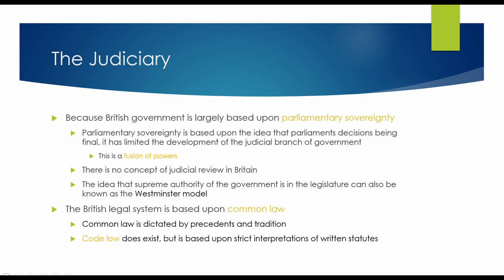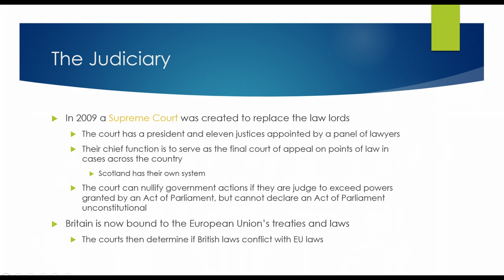The Westminster model, the idea that parliamentary sovereignty exists, is supposed to be the format of the government. The Parliament has the supreme authority to do what they want to do. The British legal system, like we've talked about before, is based upon common law. Common law is based upon the idea of tradition and the things that have happened before. Code law does exist, but it is based upon strict interpretations of written statutes. So remember, code laws are things that are written down for all people to see.